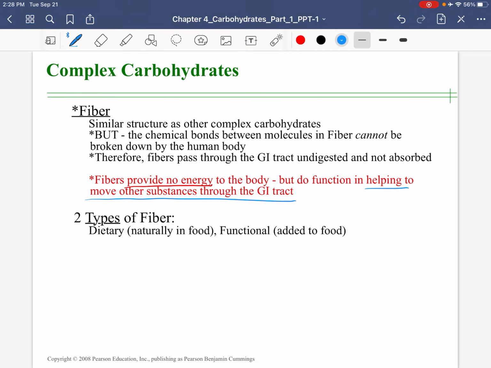So the idea for this is that it helps to keep our poops regular. If you have enough appropriate fiber in the diet, it helps to move things through so we don't have GI problems, either diarrhea or constipation.